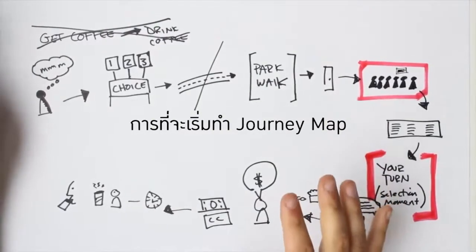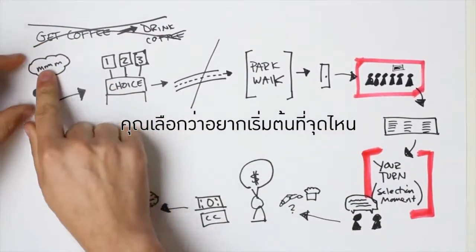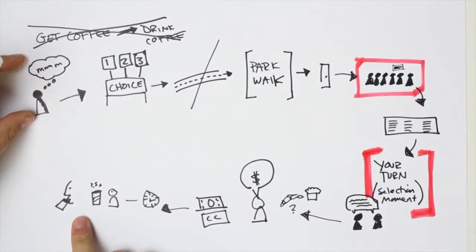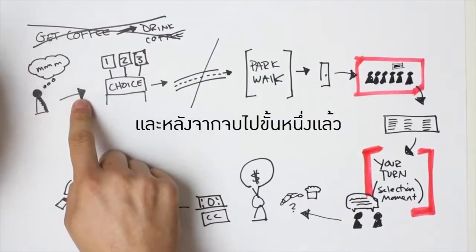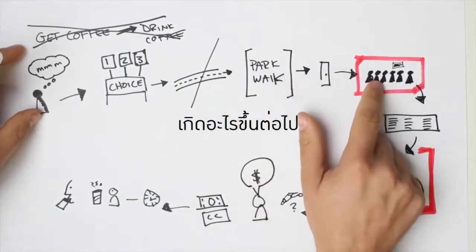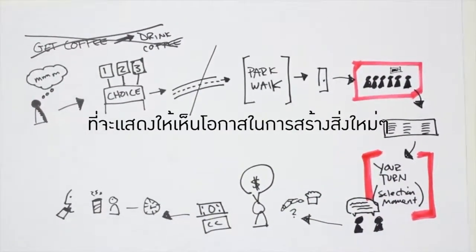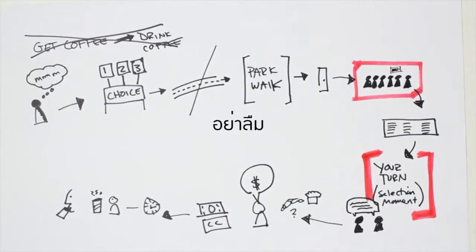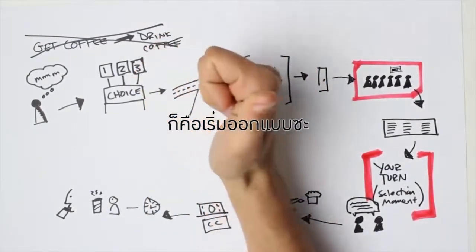In order to start making a journey map, it's really simple. You decide where you want to start and where you want to end. Those are two great things to have in mind. And after each step along the way, you just ask yourself, what happens next? What happens next? What happens next? What happens next? And at the end, you've got this interesting artifact that lays out all the opportunities for intervention. So that's a journey map. Don't forget, the only way to start designing is to start designing.